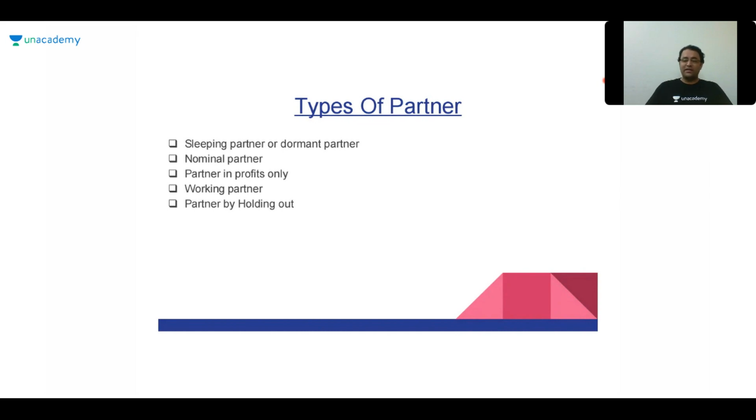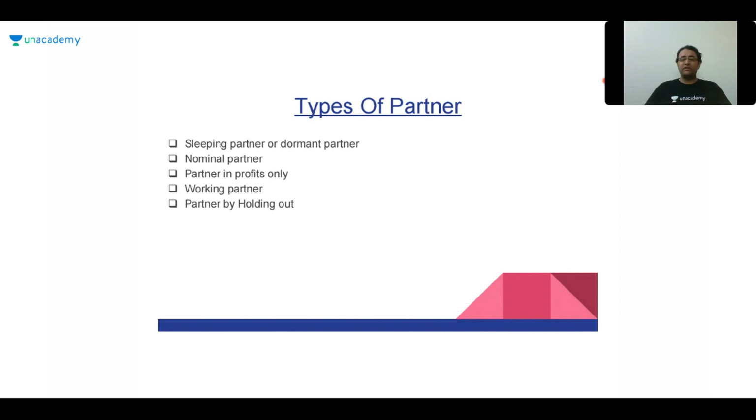The nominal partner is someone else who just lends his name to the partnership firm. He need not contribute capital, need not get a share in the profit or loss, but he lends his name to the partnership firm in order to increase its visibility or increase its value.